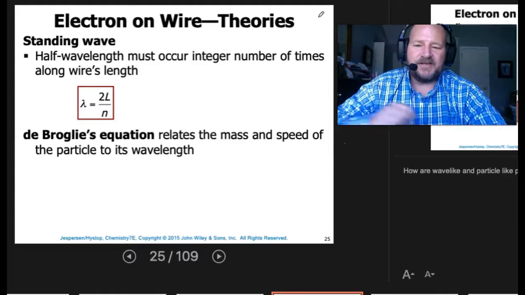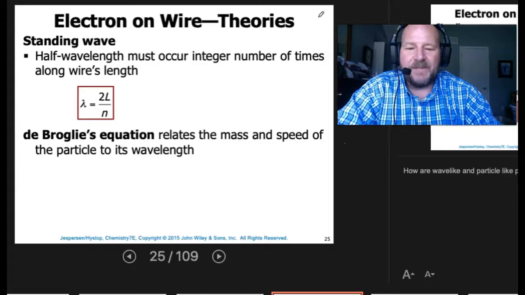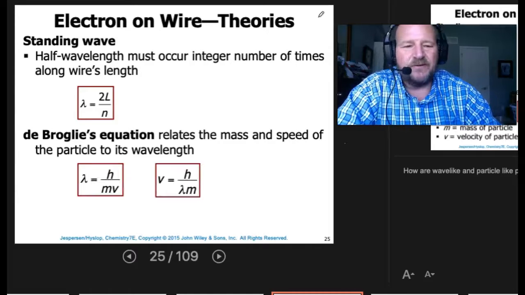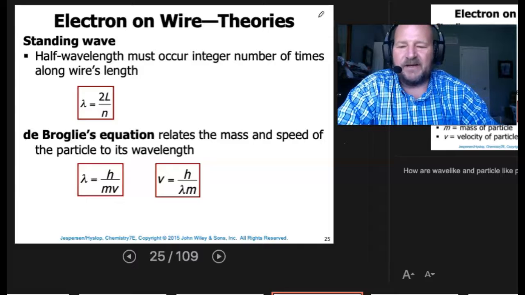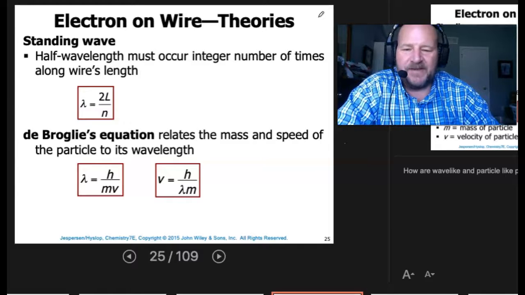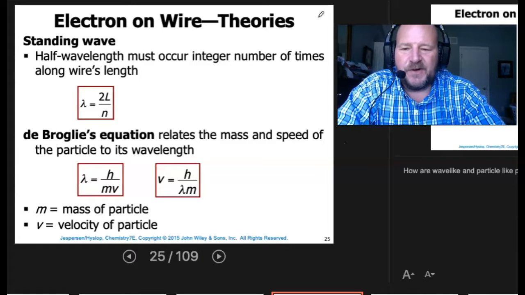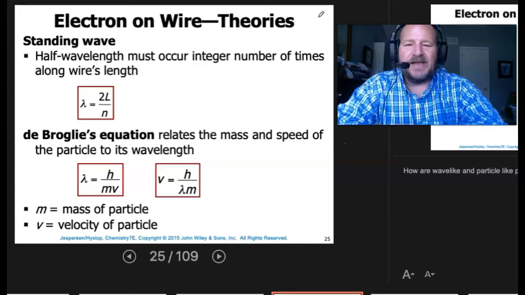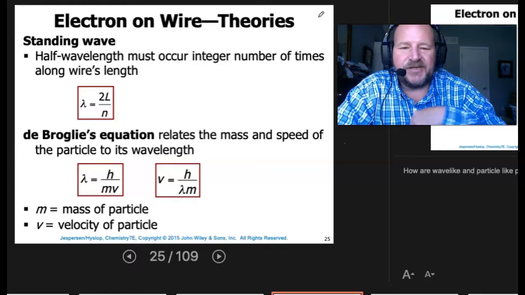Now, de Broglie is going to come along and he's going to set up an equation for this. He's going to relate the mass and speed of the particle to its wavelength, because we know that lambda must be equal to h over mv, where v is going to be equal to h over lambda m, right? So m would be the mass of the particle, where v would be the velocity. So we're going to use 1/2 mv squared, and we're going to use what we know about lambda and energy. We're going to combine those and get lambda equals h over mv.